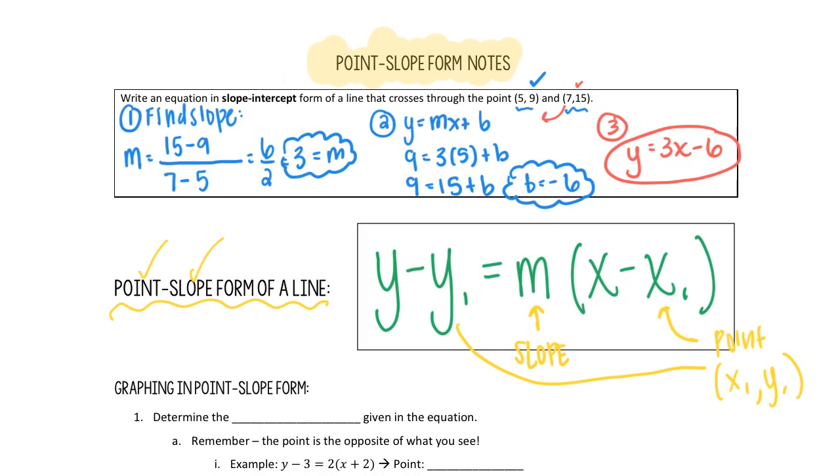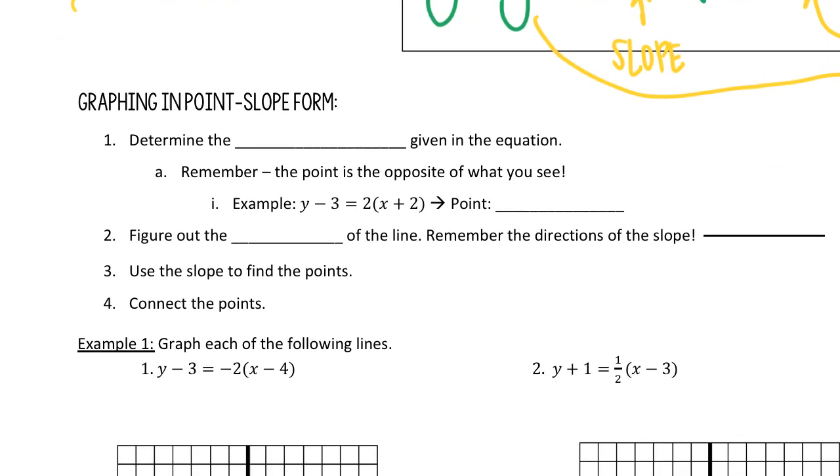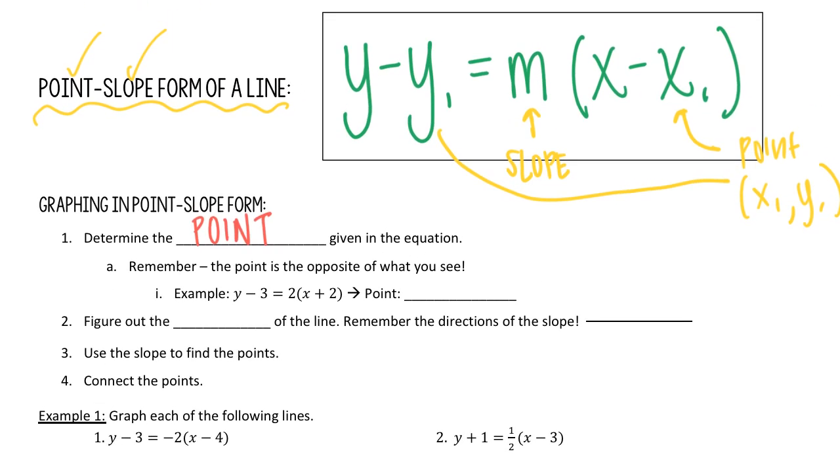Let's talk about how to graph in point-slope form. If you are given an equation and you want to graph it, if it's given in point-slope form, you first determine the point that is given in the equation. Remember, you'll notice that there's a negative in front of this x1 and a negative in front of this y1. When you take the point out of the equation, you have to take the opposite of what you see because of that negative sign that sits there.